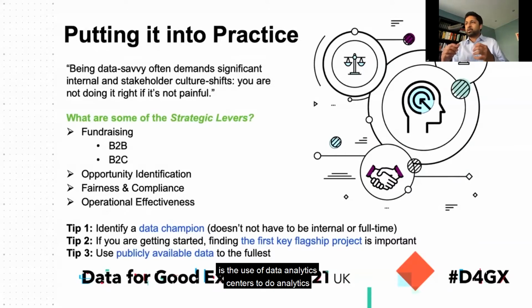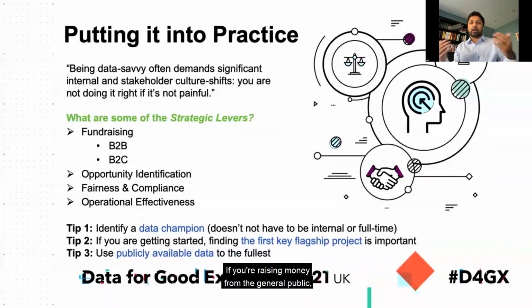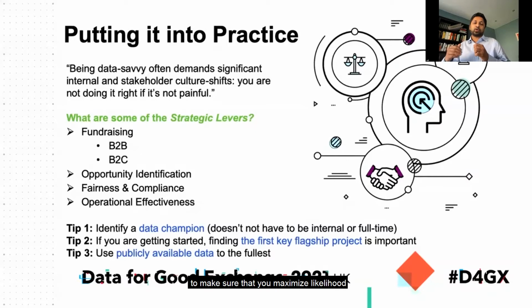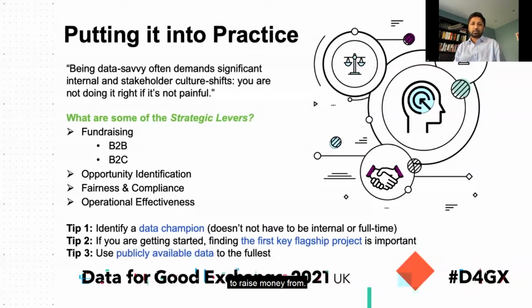And the reason we split this up is the use of data analytics and descriptive analytics along these two ends up being slightly different. Now, let's take the example of B2C. The use of data there is much more intuitive and obvious. If you're raising money from the general public, the ability to target the right groups at the right time to maximize the likelihood that they're likely to give you donations is a kind of a science problem. You collect data about people, you have data on demographics, and then you figure out how to use data in such a way as to make sure that you maximize the likelihood to raise enough money to achieve what you need. In the case of B2B, it gets a bit more interesting because it really depends on who you're trying to raise money from.